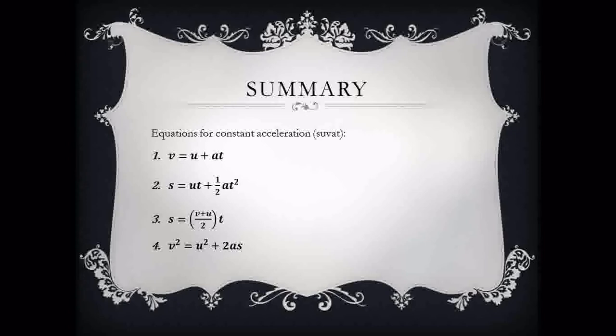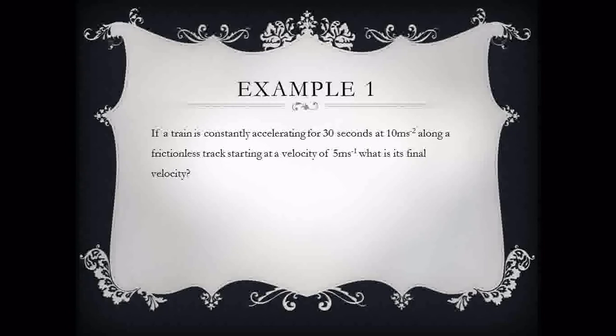So, some examples. If a train is constantly accelerating for 30 seconds at 10 meters per second along a frictionless track starting at a velocity of 5 meters per second, what is its final velocity? Now we're going to use v equals u plus at. We know our u is 5, our t is 30, and our a is 10. We put these into the equation, we find that our velocity is 305 meters per second.